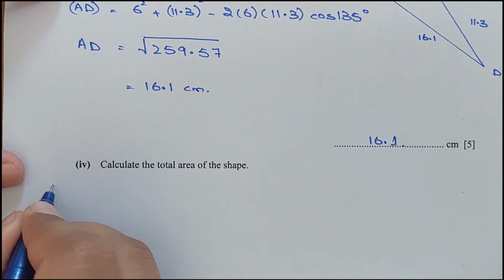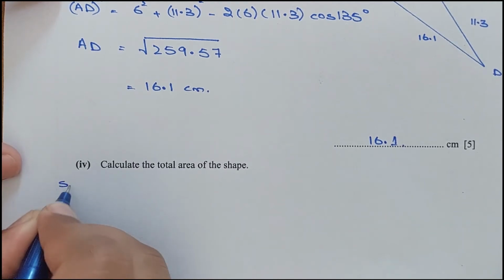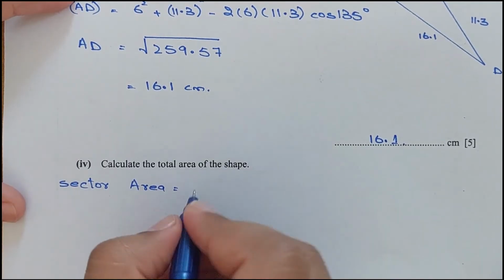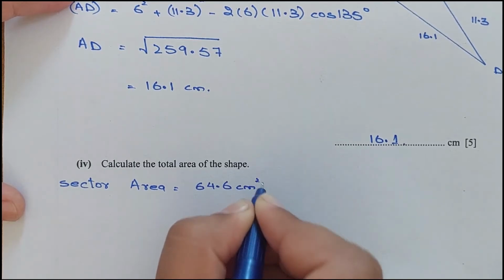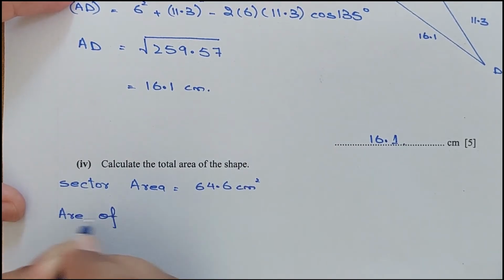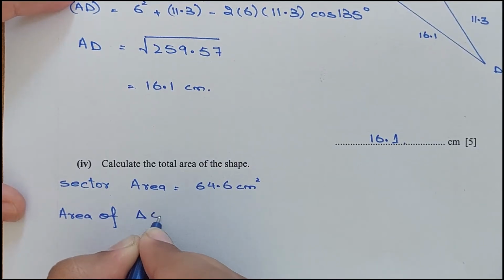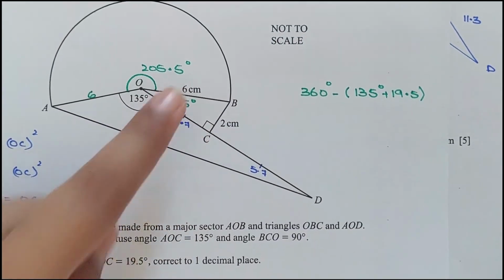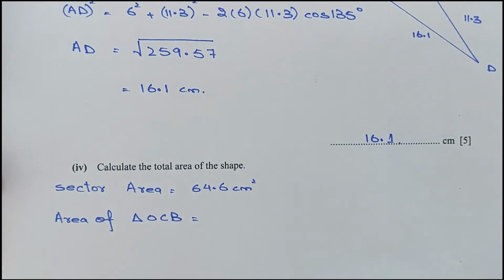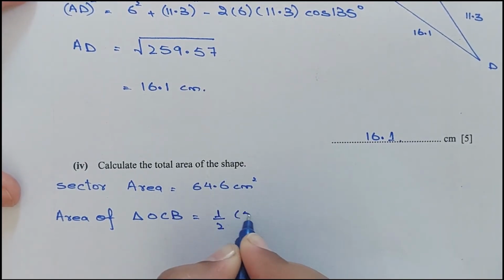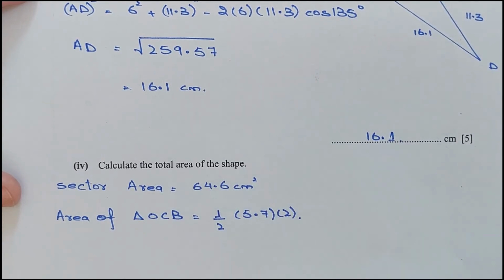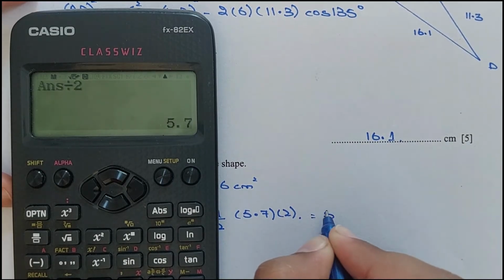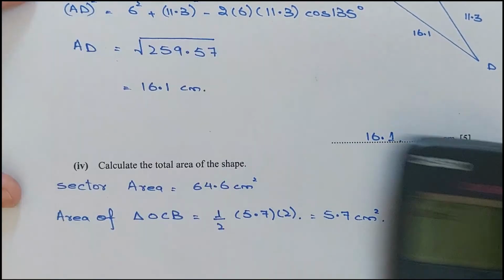Alright, so first the sector area is already done in the second part. Sector area is equal to 64.6 centimeter square. Area of triangle OCB, this is a right angle triangle, so we can find the area by doing half base times height. Base is 2, height is 5.7. Half times 5.7 into 2. So 2 times 5.7 divided by 2, this is 5.7 centimeter square.